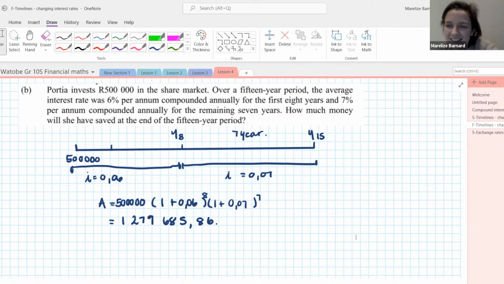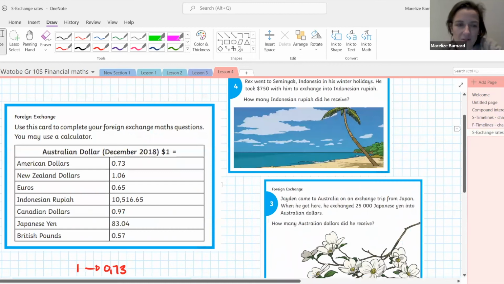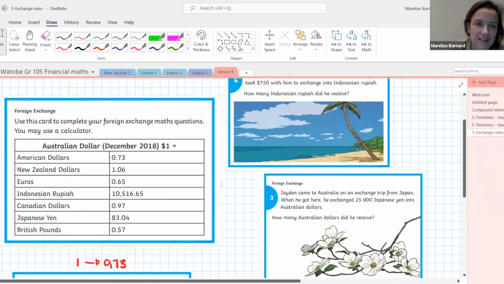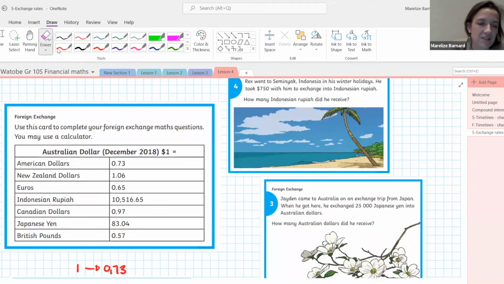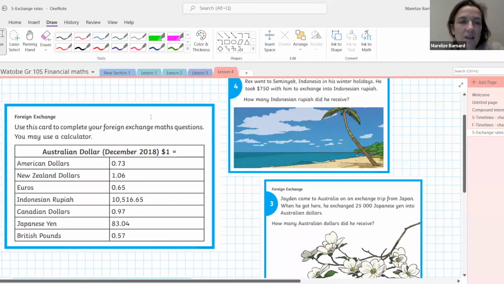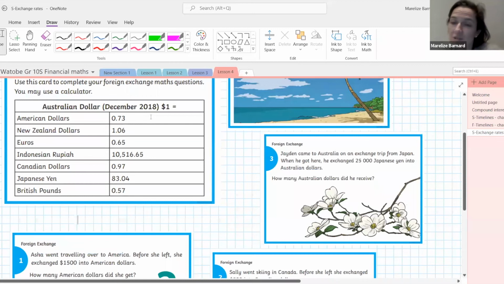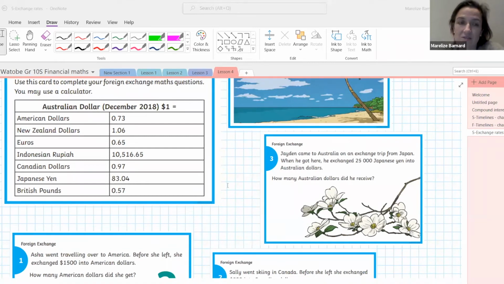Okay, excellent. Right. Let's go on to our exchange rates. I think we are doing well with those timelines. So let's go on to our exchange rates. And what we're going to do is take a little trip around the world, and we are going to pretend that we are traveling with Australian dollars. And we are going to be going to different places. We're going to do currency calculations with our Australian dollars.